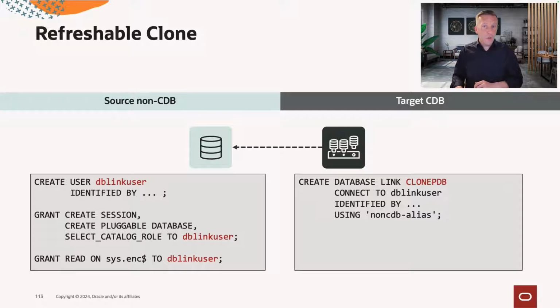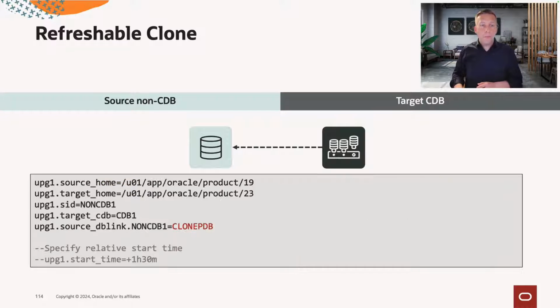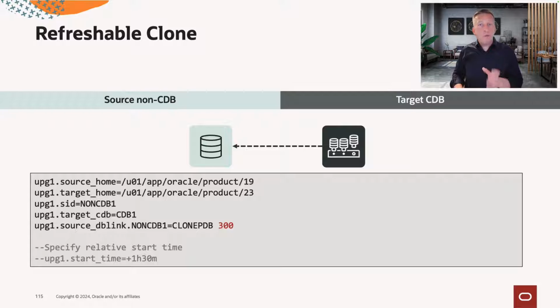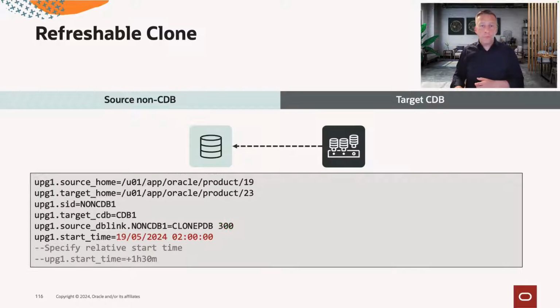How does it work? Well, in the source non-CDB database, you need to create a user and grant some privileges. In the container database, we create a database link which connects as the user we just created. Then in AutoUpgrade, you specify the name of the database link and also a refresh rate. In this case, it's 300 seconds. So every 5 minutes, AutoUpgrade will bring over the redo and roll forward the data files.